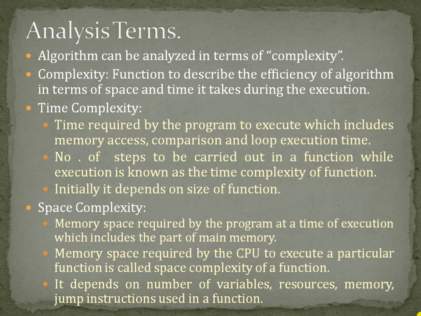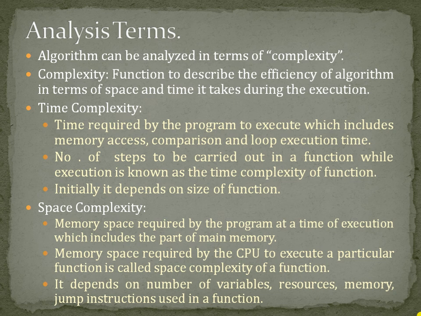Space complexity. Memory space required by the program at the time of execution, which includes the part of main memory, because as we know, when we execute a source code, that source code needs to be moved from secondary memory to main memory. And at the time of swapping, the size of the program may get shrunk or it may get expanded.